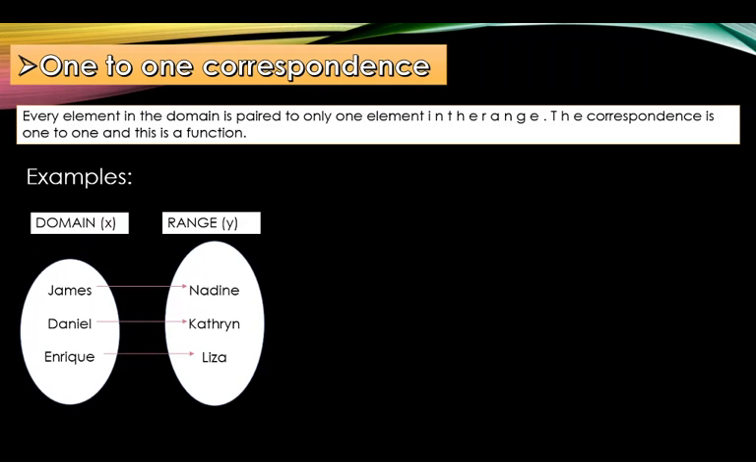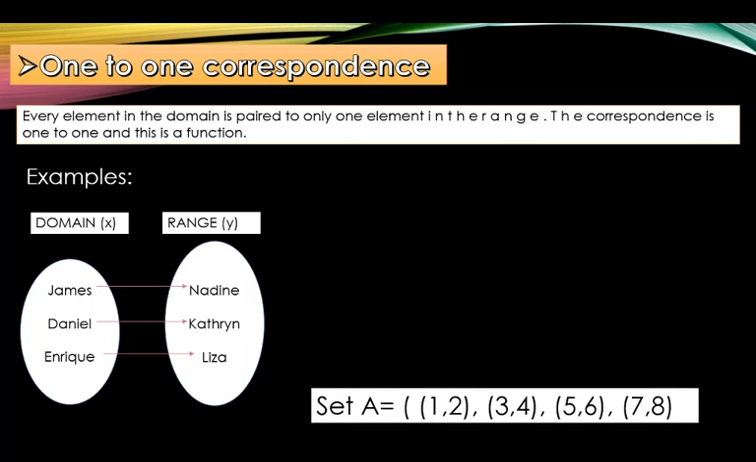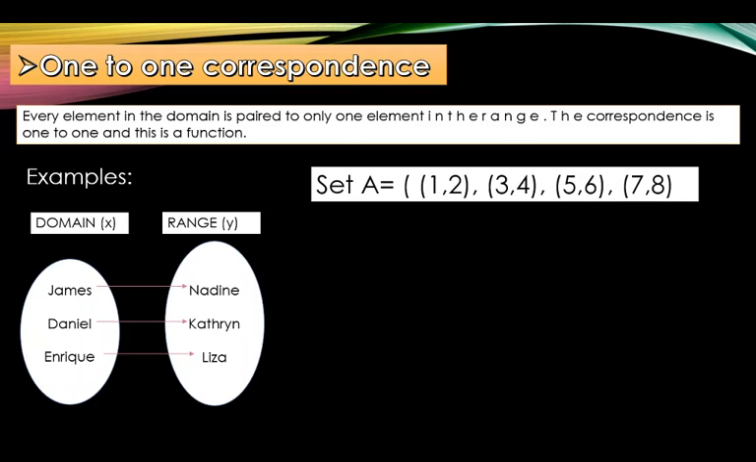Okay, so we have here the domain and the range. So, again, let's go back to the example earlier. The love team, ito, isa sa isa lang, no? Hindi pwedeng dalawang kapartner mo. 1:1 nga lang, no? For example, we have James, corresponds to Nadine. Daniel, corresponds to Catherine. And Enrique, corresponds to Liza. So, in this given example, we have a one-to-one correspondence. Isa lang ang katapat ni domain kay range. Walang na doble.